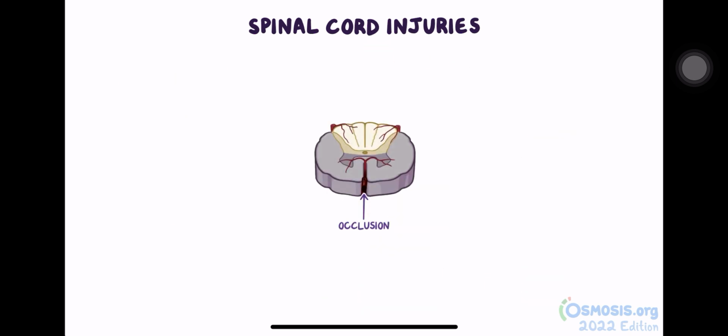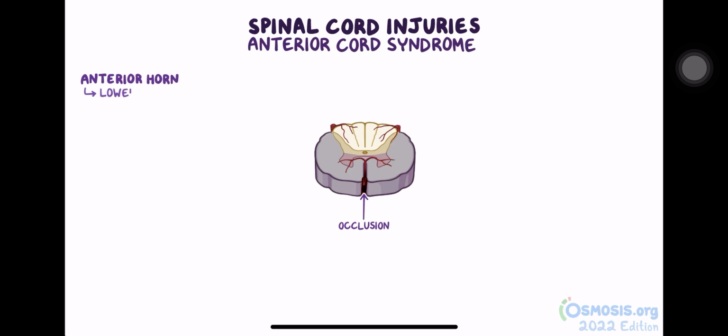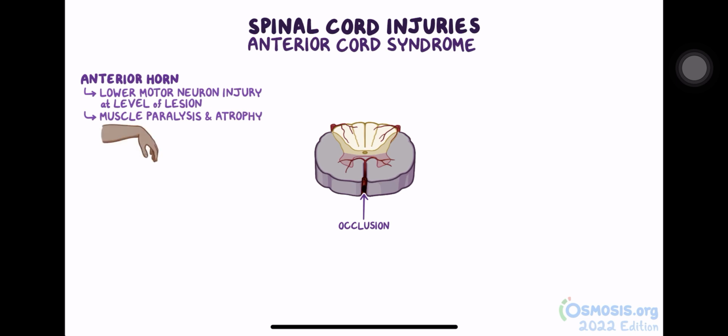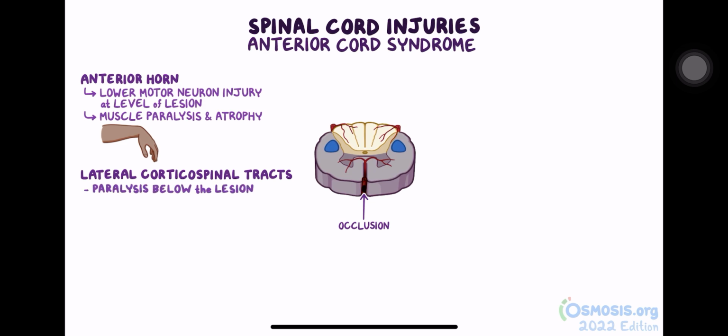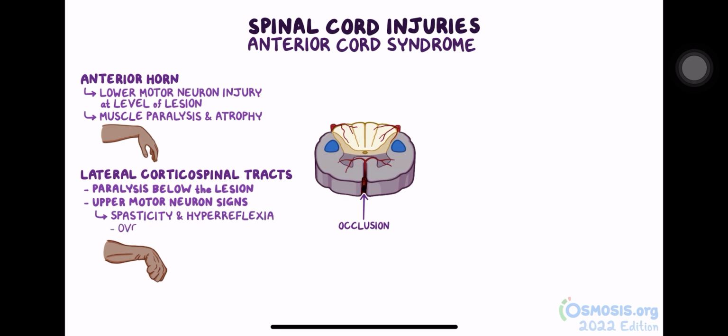As a result, anterior spinal artery occlusion can result in anterior cord syndrome. This is characterized by 3 aspects. First, there's damage to the anterior horn, causing lower motor neuron injury at the level of the lesion, which results in muscle paralysis and atrophy. Second, there's damage to the lateral corticospinal tracts, which result in paralysis below the lesion and subsequent upper motor neuron signs, such as spasticity and hyperreflexia, over a few days to weeks.